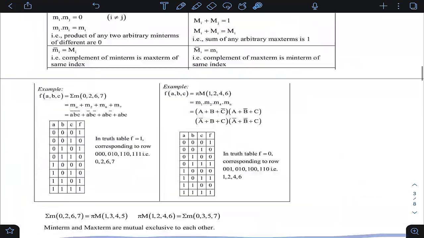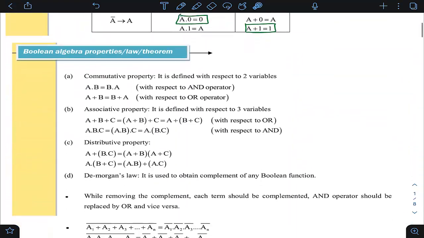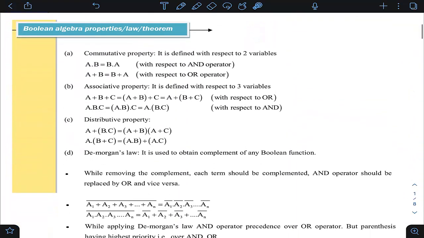So now let us see, students, some properties of Boolean algebra. You can call them properties or laws or theorems. In normal algebra, we study many different kinds of laws: commutative law, associative law, distributive law. These are equally applicable in Boolean algebra also. So let me quickly revise what they are.